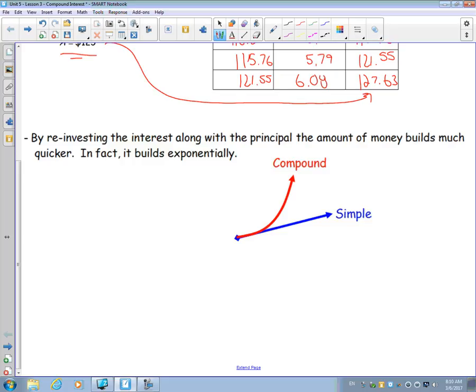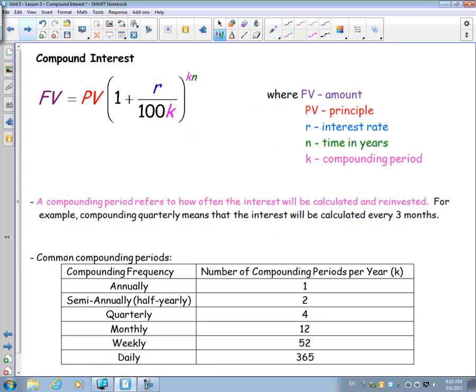Our formula for compound interest is slightly more complicated than simple interest. We've got a few more letters here. So FV is our future value, how much we end up with, the amount. PV, that's our principal, our starting amount. R is our rate, and again, we're going to divide it by the 100 like we did yesterday. K is a new letter for us. That's our compounding period. That's how often you're going to make your calculation.